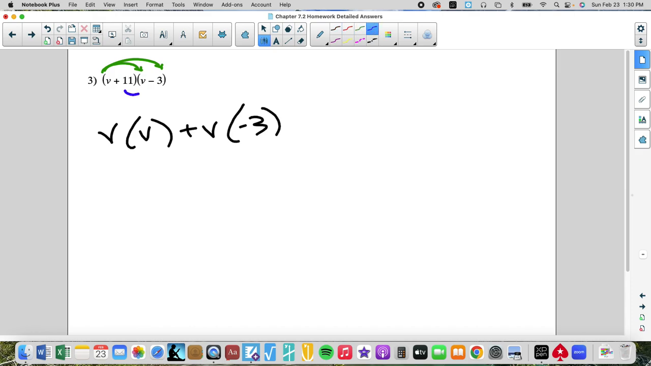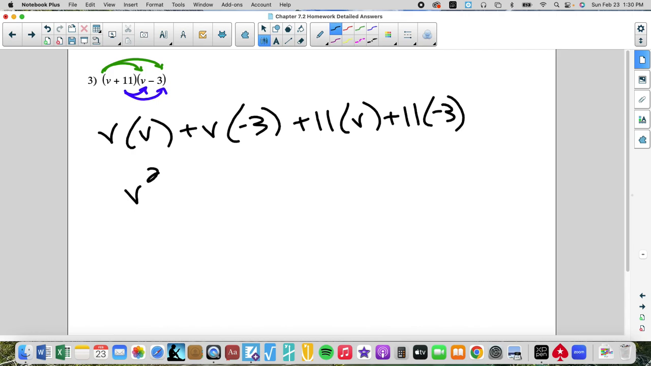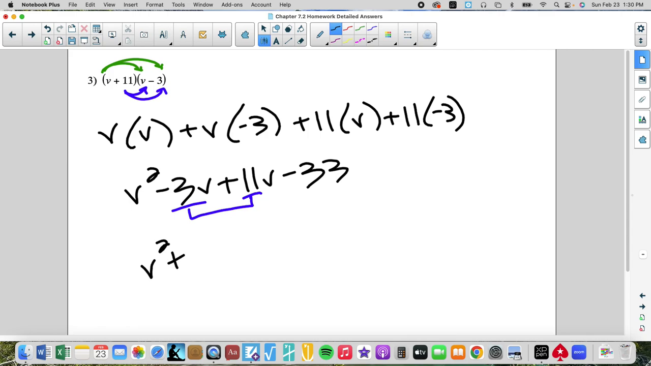And then we're going to distribute our second term, which is positive 11 times v and positive 11 times negative 3. V times v is v squared. V times negative 3 is negative 3v. 11 times v is 11v. And 11 times negative 3 is negative 33. Combine those like terms. V squared plus, what's that? 8v minus 33.